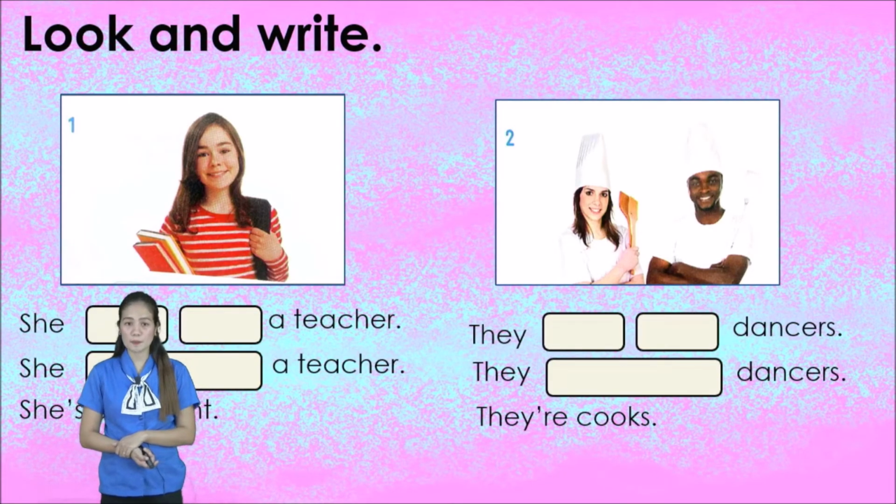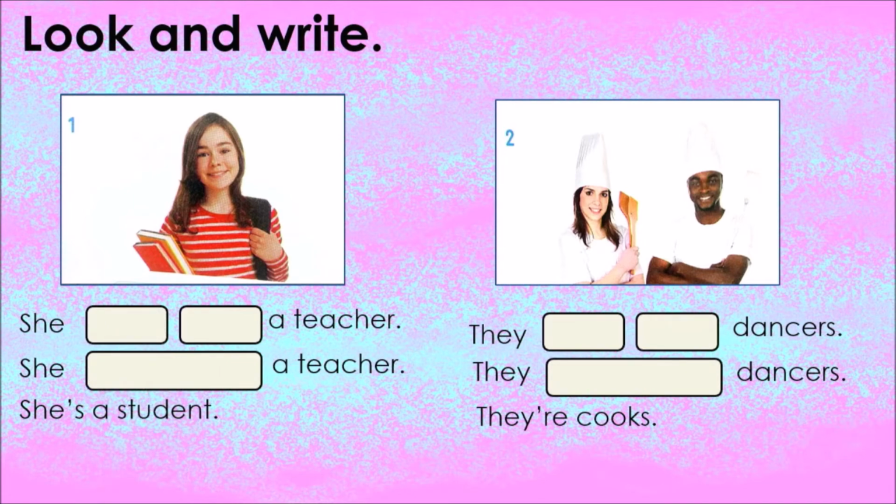Kindly look at the picture in number one. Okay, she. We will use the pronoun she because she is a girl, right? She is not a teacher. She isn't a teacher. She is a student, as you can see in the picture. Number two, they are not dancers. They aren't dancers. They're cooks.